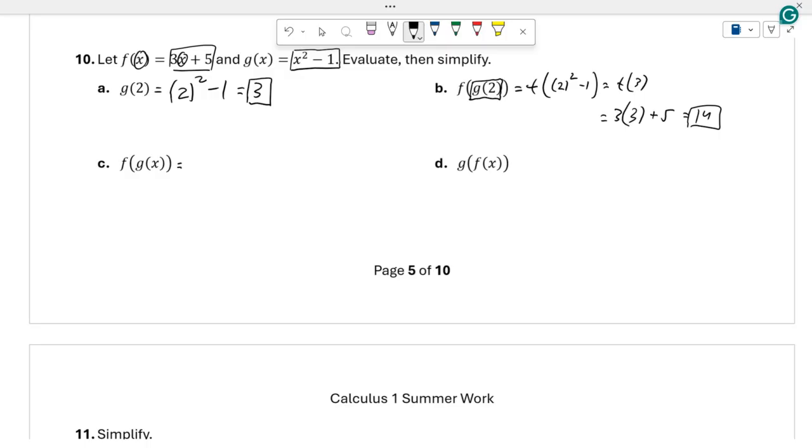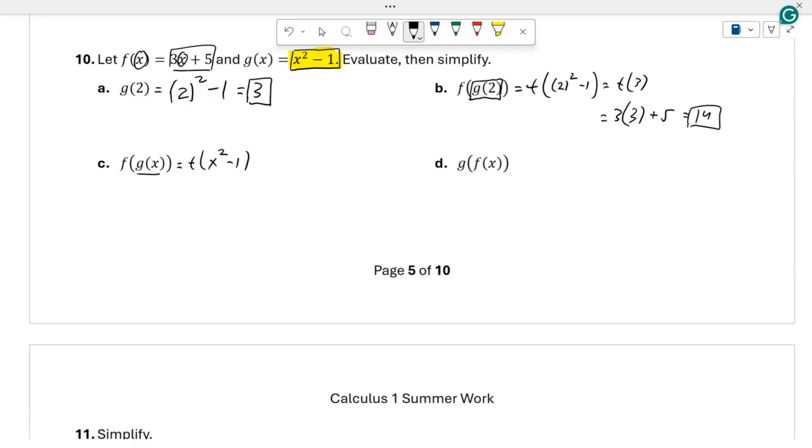All right. So I'm going to ignore the f function for a second, and notice the inside here says g of x. Well, I know what g of x is. G of x is this, right? G of x equals x squared minus 1. So my first step for 10c is I'm going to rewrite what's on the inside, which is, in this case, g of x. So I'm going to replace g of x with what g of x equals, which is x squared minus 1.